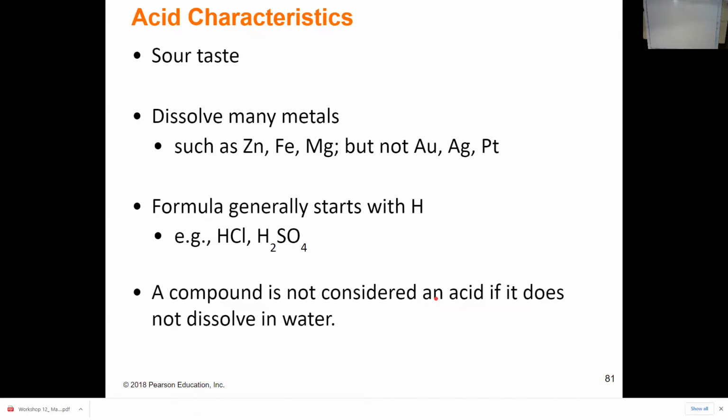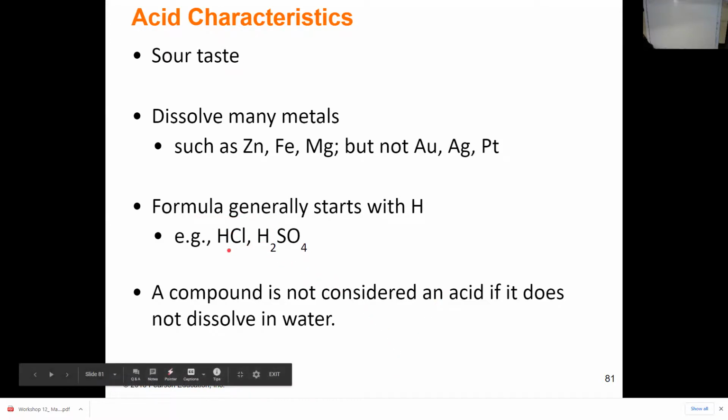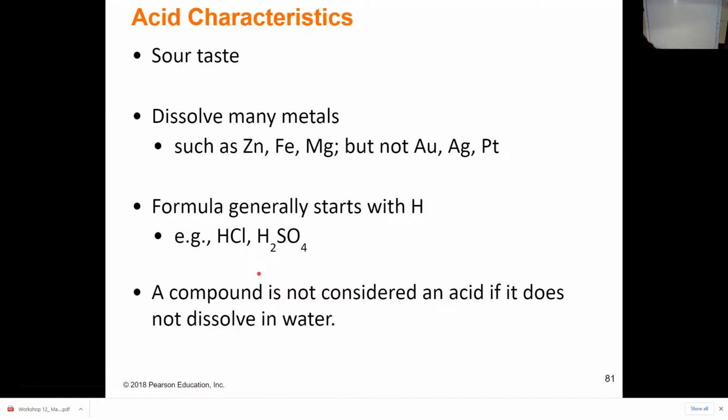Here are some characteristics of the acids. They have a sour taste. They're able to dissolve many metals. You have that formula starting with the hydrogen, which is how you're going to be able to pick out that it's an acid, because it's going to have this H out front. And a substance can only be considered an acid if it is able to be dissolved in water.